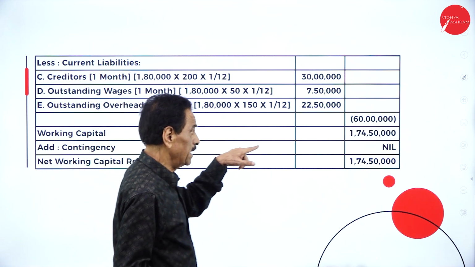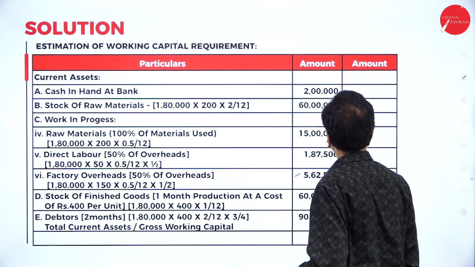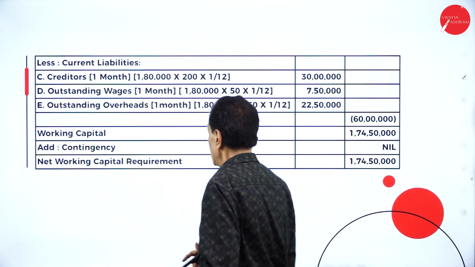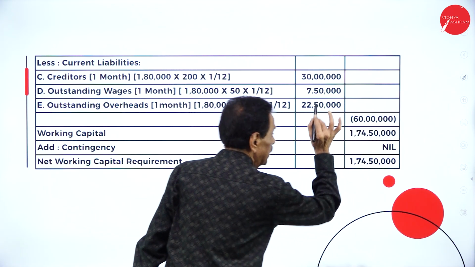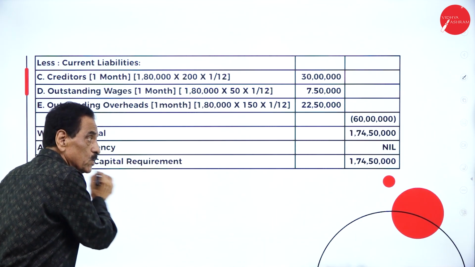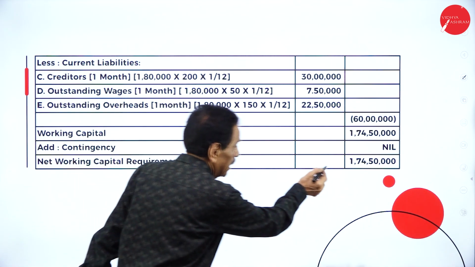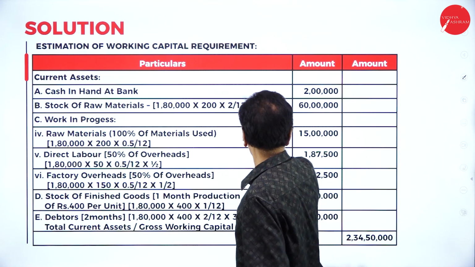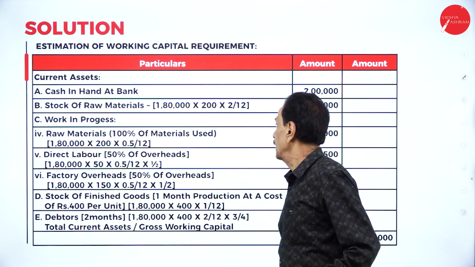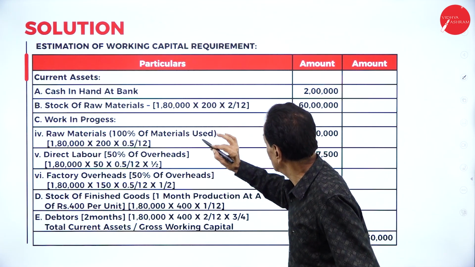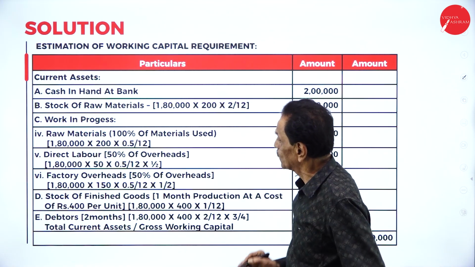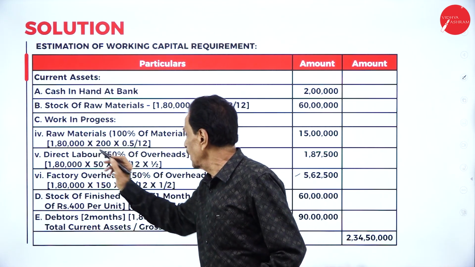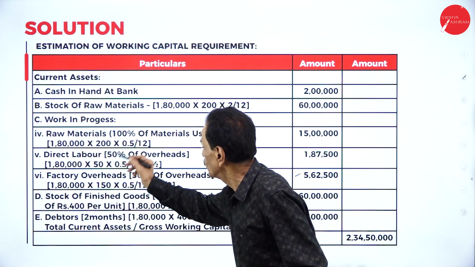If we deduct from the current asset, 2 crore 34 lakh 50,000 minus 60 lakh, it comes to 1 crore 74 lakh 50,000. There is no contingency. So your required working capital becomes 1 crore 74 lakh 50,000. Current assets: cash at bank, stock of raw material 2 months, 1,80,000 divided by 12 into 2 into 200 is 60 lakh.